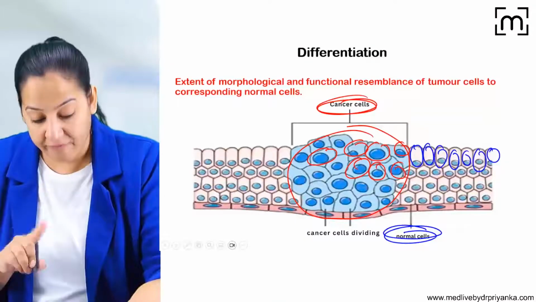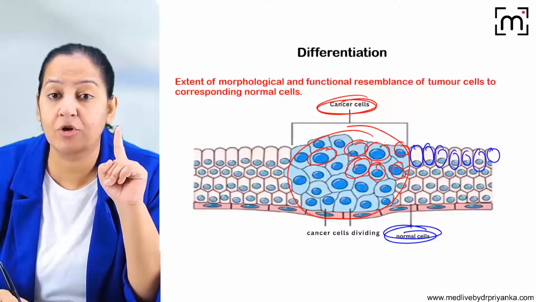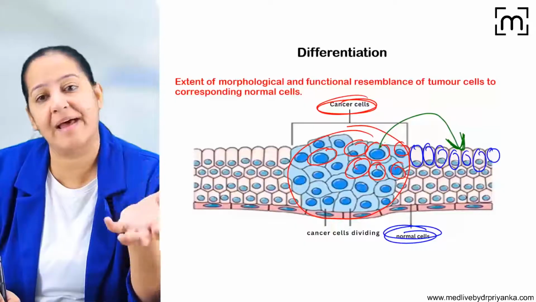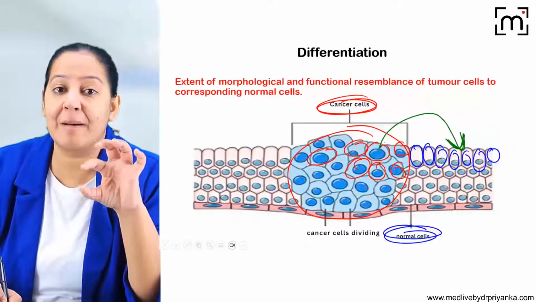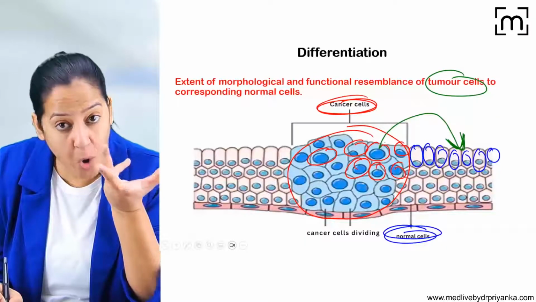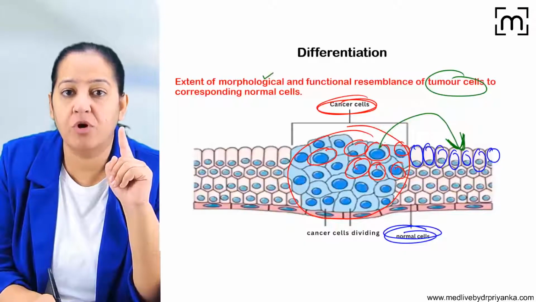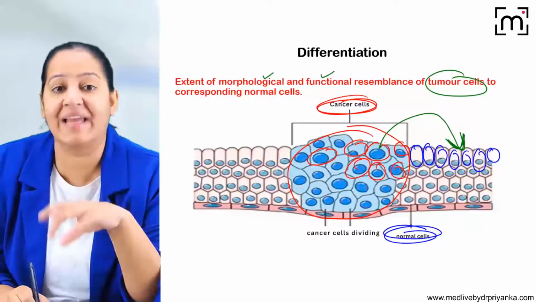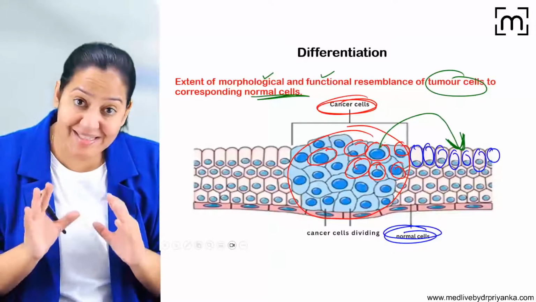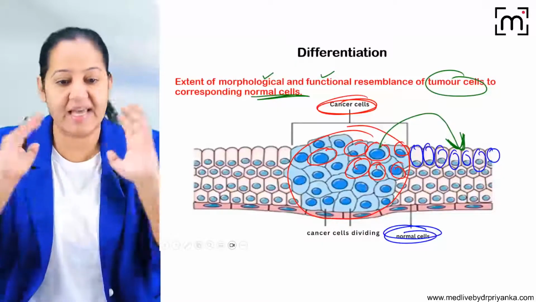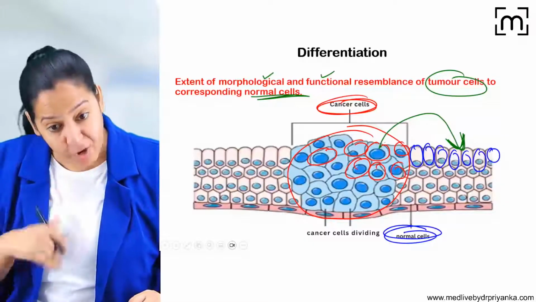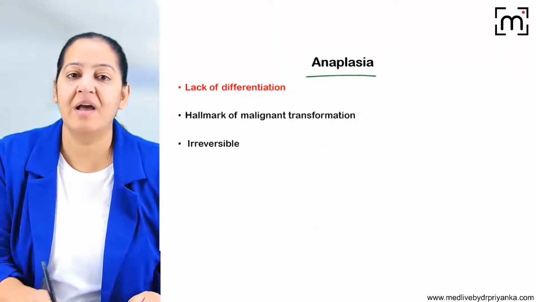particular tissue. Now you have to say, how much resemblance the cancer cell or tumor cell has to the normal cell. That percentage of resemblance is known as differentiation. So up to what extent the tumor cell is morphologically or functionally looking like the normal cell, or is it completely different? So you have to tell me the extent of resemblance between the cancer cell and the normal cell, the percentage of resemblance. That is known as differentiation, and lack of differentiation is known as anaplasia. What is anaplasia? Lack of differentiation.